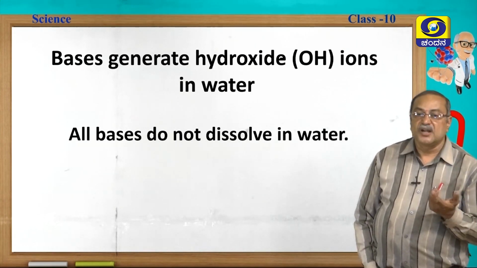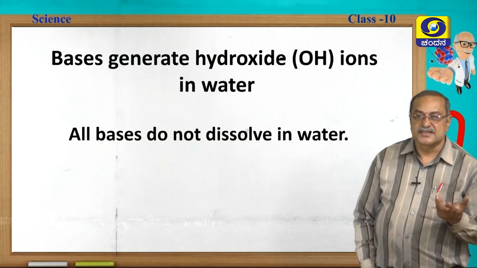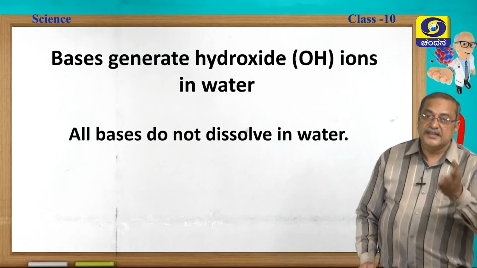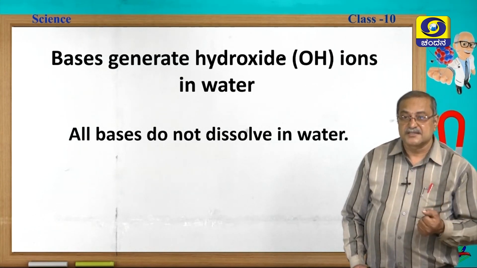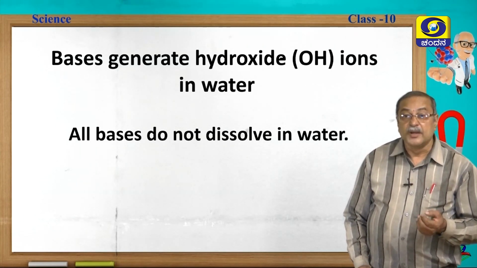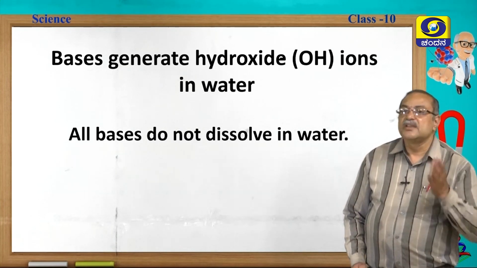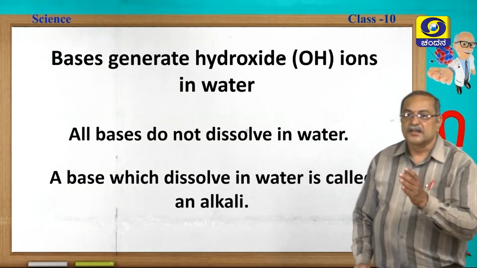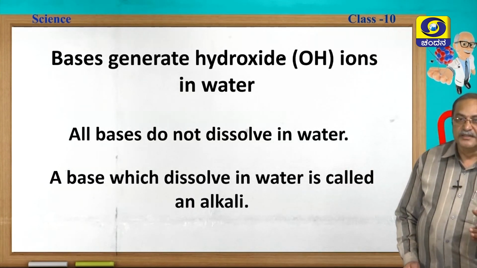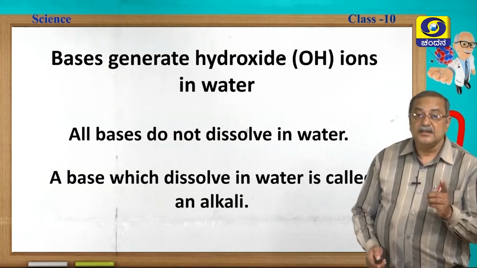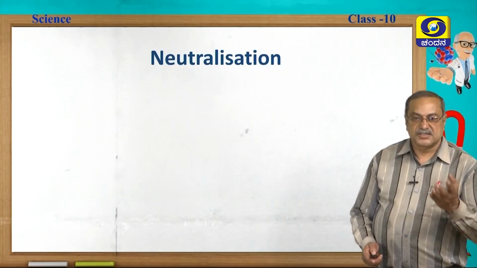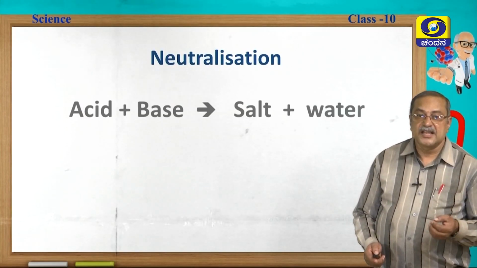All bases do not dissolve in water. Sodium hydroxide and potassium hydroxide are bases, so they dissolve in water to form OH minus ions, but all bases will not dissolve in water. The bases which dissolve in water are called alkalis. So, all bases are not alkalis. Alkalis are those bases which dissolve in water. Clear? Next, you have learnt about the neutralization reaction.